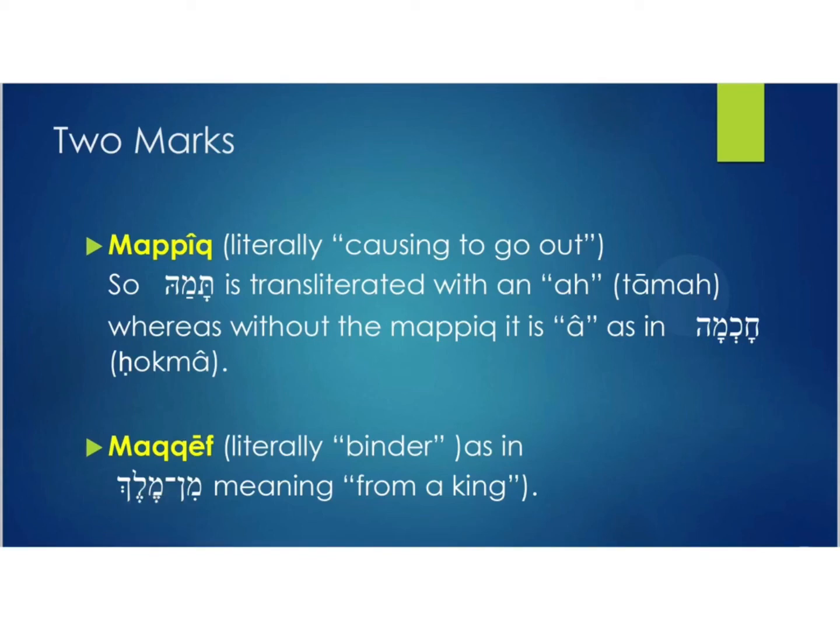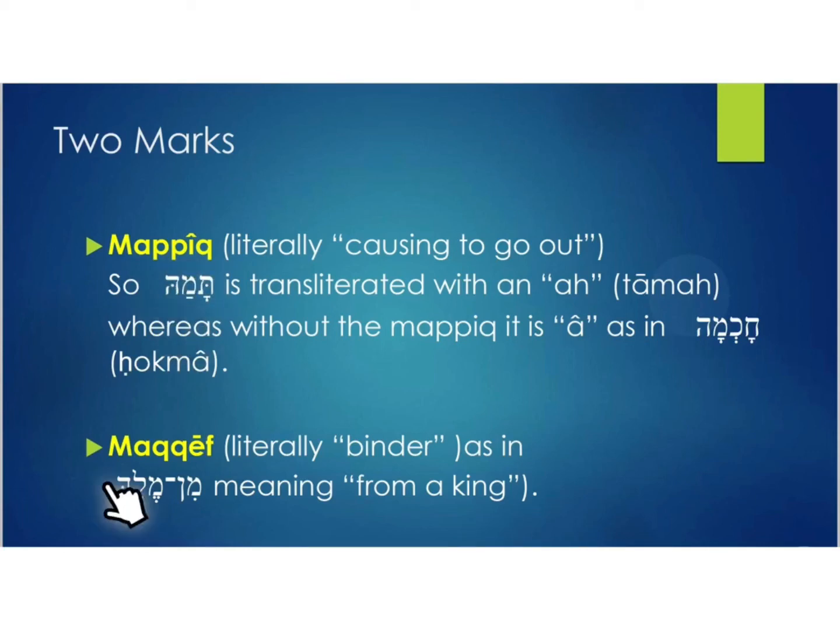What is a Mapik? A Mapik is nothing but a dot inside, a Dagesh inside He. So usually He at the end of a word is not pronounced. Okay, its sound is not heard. However, whenever you see a Dagesh inside a He at the end of a word, then it has to be pronounced. Right? So it has to be intentionally pronounced. So that is the use of Mapik. Okay, so a Mapik is a Dagesh inside He at the end of a word.